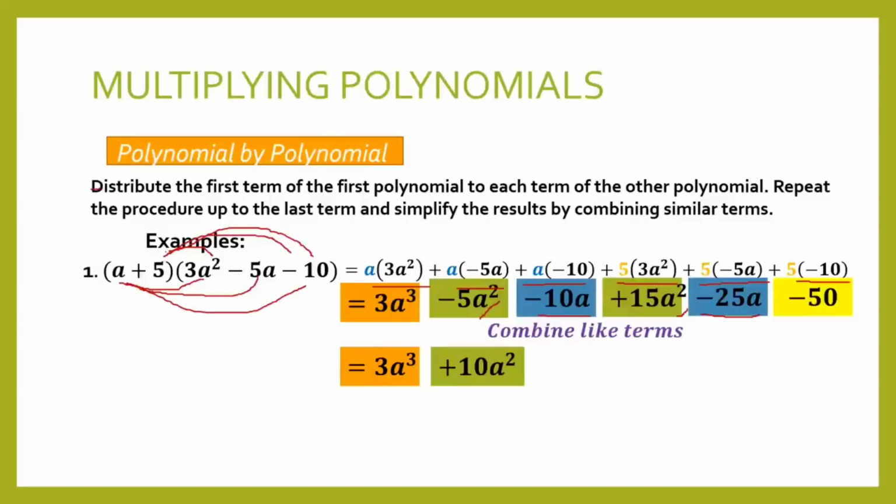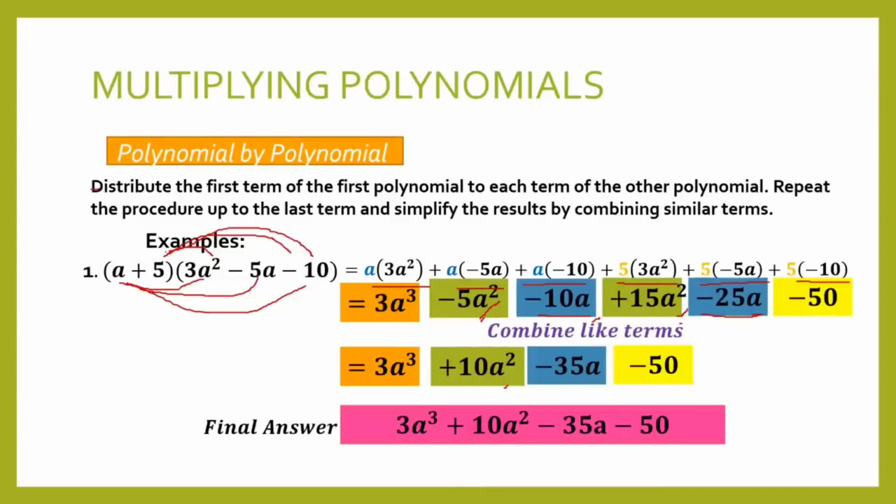Now, when we combine negative 5a squared and 15a squared, the result is 10a squared. And when we combine negative 10a minus 25a, the result is negative 35a. And then we copy the last term, which is negative 50. And that is our final answer, since we cannot combine any of the other terms. So again, our final answer is 3a cubed plus 10a squared minus 35a minus 50.